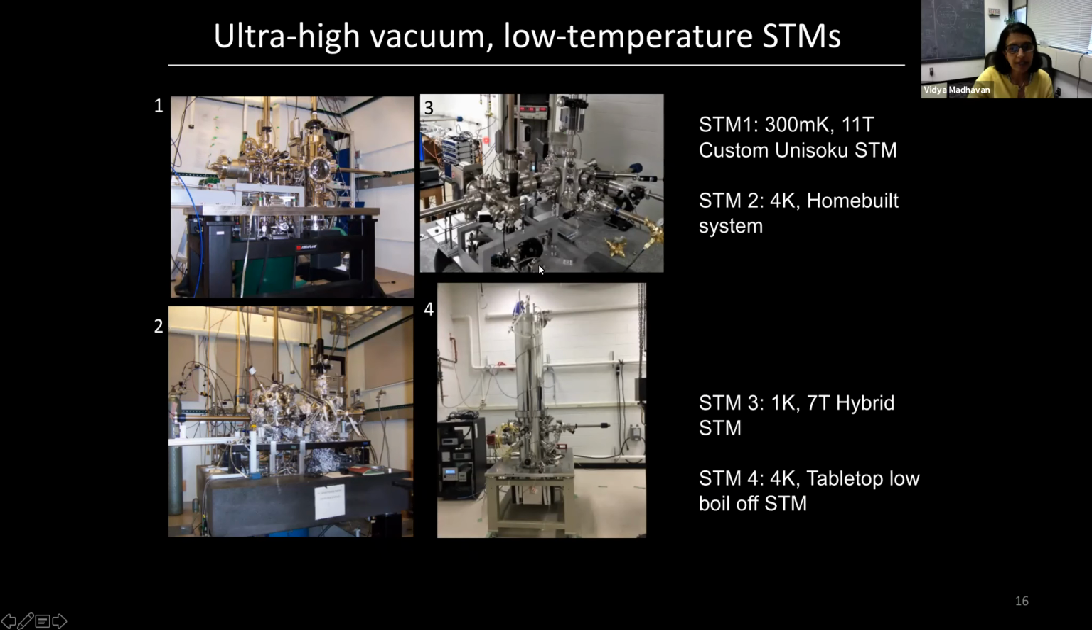So this is just an example of what an STM might look like. In fact, we have 4 scanning tunneling microscopes in my group. The one that was used to do all this work is actually a commercial system from Unisoku. It goes down to 300 millikelvin and it has an 11 Tesla magnet.